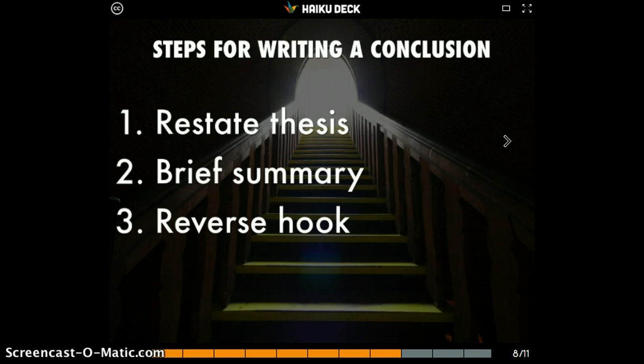So the way that you do that is you actually do your introduction, but in reverse. You restate your thesis. You don't want to repeat, copy and paste your thesis. You want to refine it. Now that they've read your entire paper, how should they view your stance differently? Then you want to give a brief summary explaining all the different reasons that you used to back up your stance. And then you want to give what I like to call a reverse hook. A reverse hook is really essentially just a punchy ending. And there's a couple different ways that you can do a reverse hook.